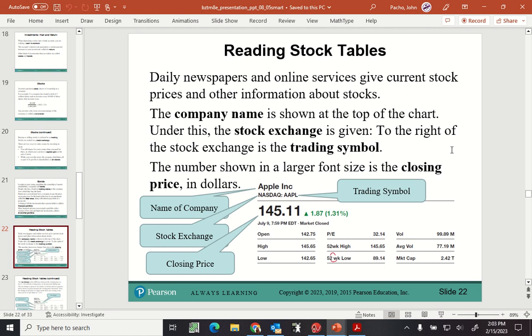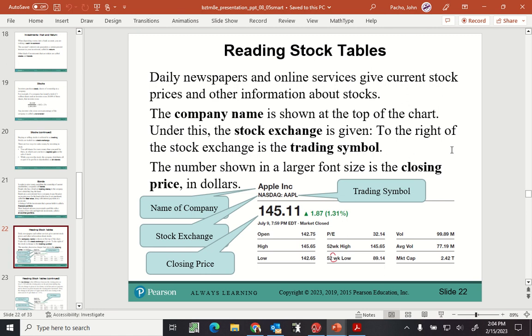That's what that means. So NASDAQ is more of tech companies. So that's where you see the Apple, the Google, and stuff like that. So trading symbol. If you're looking for trading symbol, that is AAPL for Apple. Name of the company is right there. Stock exchange, NASDAQ. The other one, like I said, is the Dow Jones.